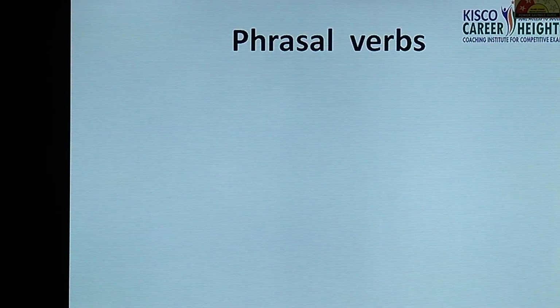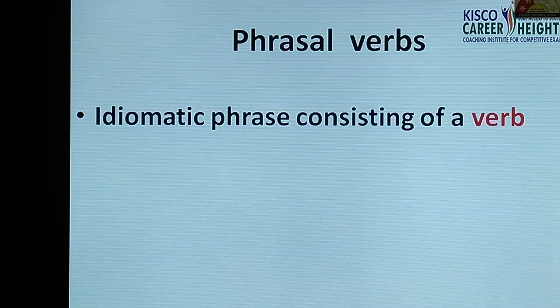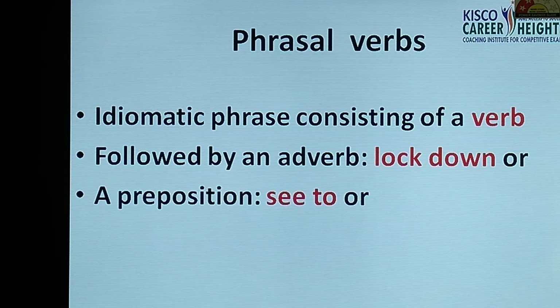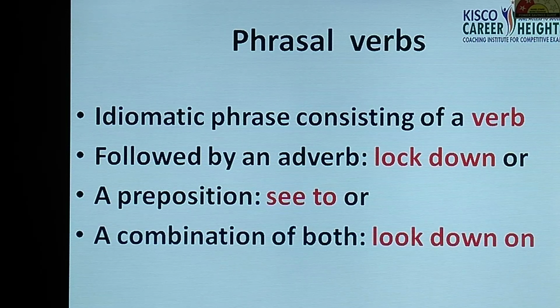This morning, let's learn a few phrasal verbs. And before we go into the phrasal verbs, let's see what phrasal verbs are. A phrasal verb is an idiomatic phrase consisting of a verb. So there will be a verb in any phrasal verb. A verb followed by an adverb. Example, lock down. Or a preposition. Example, see to. Or a combination of both. Look down on. So a phrasal verb has a verb followed by an adverb, or a preposition, or both. So let's learn a few important phrasal verbs now.